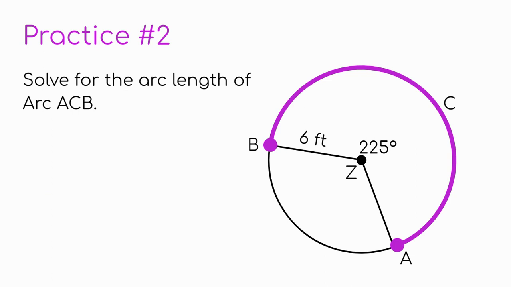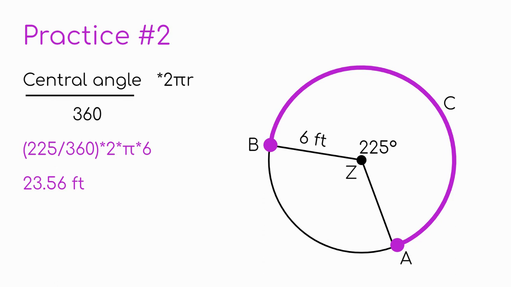Hopefully you got 2.44. Here's another one. You'll notice now we have a major arc. We've got a big arc, so we're going to be using the big side of the angle, this 225 degrees. Pause the video and solve for the arc length of arc ACB. You should have written down your formula: central angle divided by 360 times 2 times pi times r. 225 divided by 360 times 2 times pi times 6, because 6 is our radius. You should have gotten 23.56 feet.